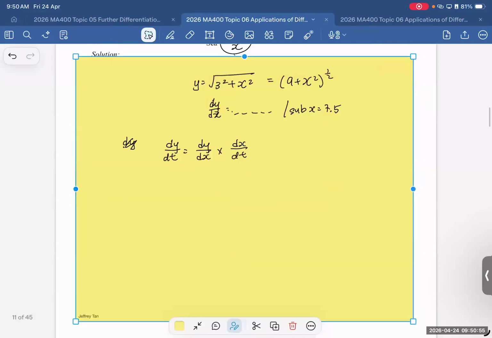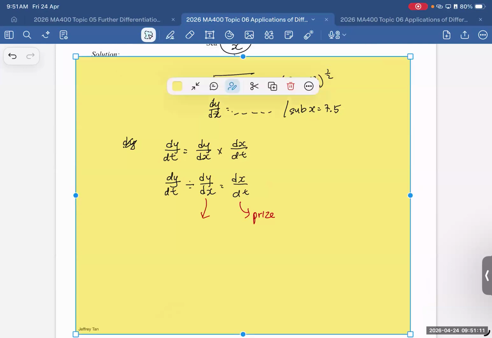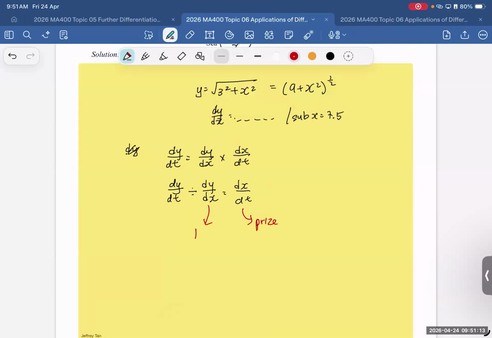Then dy/dt divided by dy/dx is the same as dx/dt. Okay, this is the price. This is the hidden. This is the given.